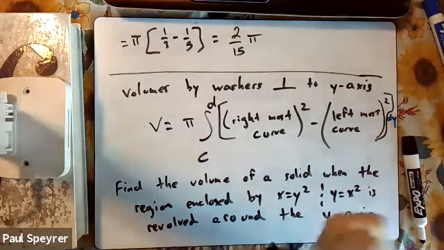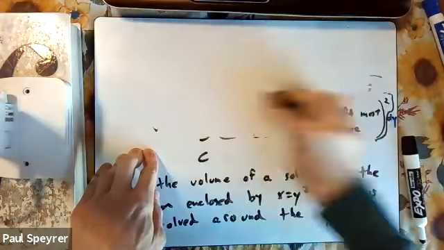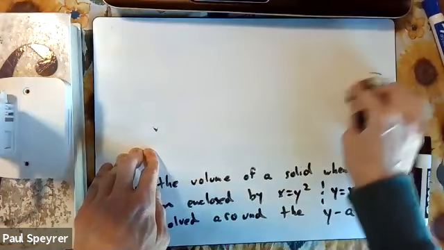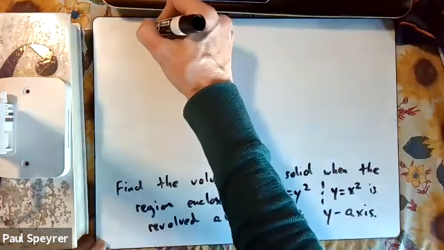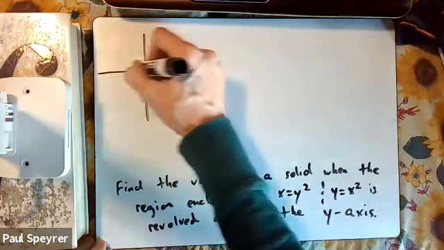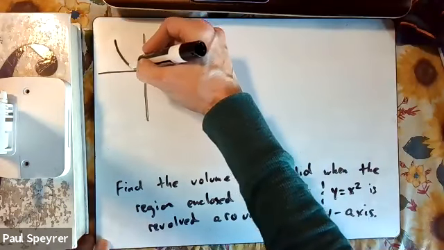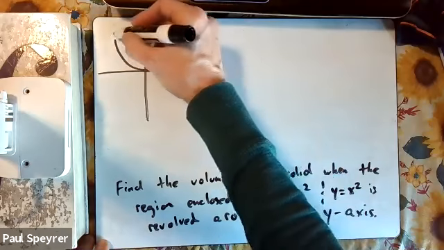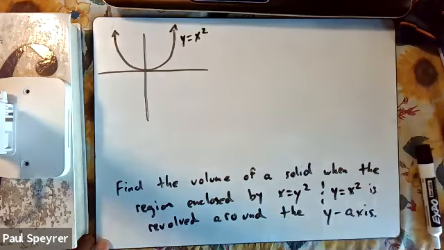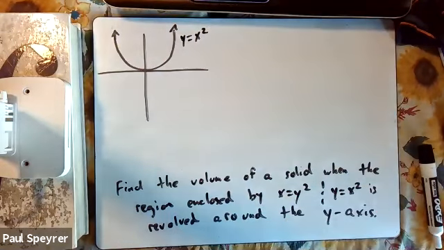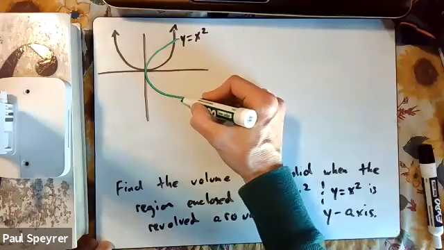Well, let's draw a picture, right? It always helps with these types of problems. It just makes it a little easier to visualize what's the rightmost curve and what's the leftmost curve as you're doing that. So y equals x squared, we know that's a parabola, right? That's this. And what does x equals y squared look like? That's also a parabola, but it opens sideways.